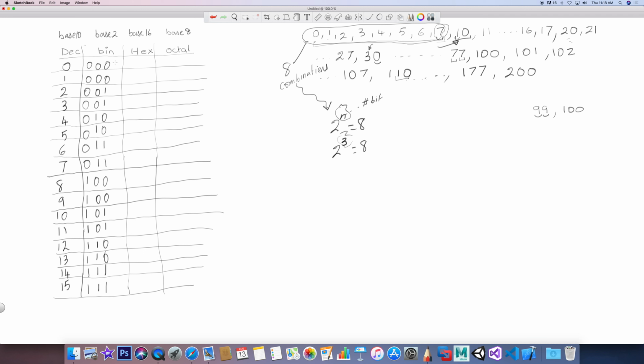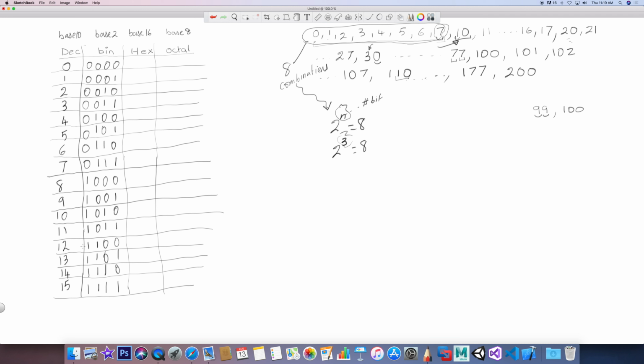Then alternate starting at 0, 1, and this is the least significant bit: 0, 1, 0, 1, 0, 1, 0, 1. So I hope this is a good review of what we've done before. And there you have it.